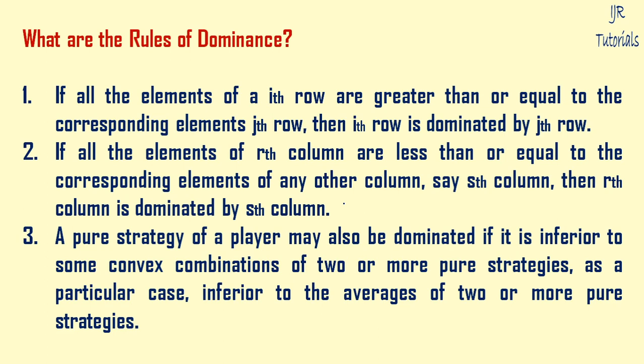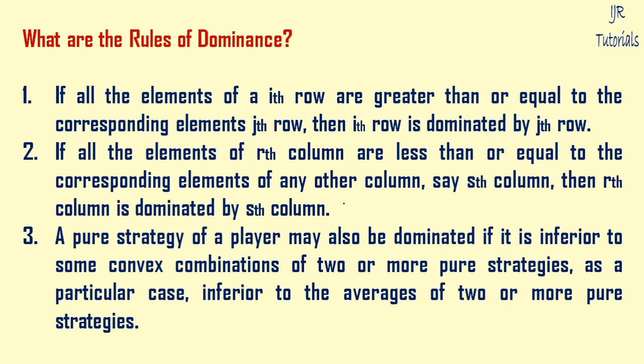The first point is, if all the elements of the ith row are greater than or equal to the corresponding elements of the jth row, then the jth row is dominated by the ith. In simple sense, if we are dealing with rows, the highest values of a row dominate the lowest values of the row. Second, if all the elements of the rth column are less than or equal to the corresponding elements of any other column, say the sth column, then the rth column is dominated by the sth column. In simple sense, if you are dealing with columns, the lowest values of the column dominate the highest values of the column.